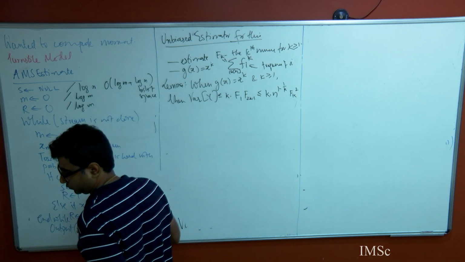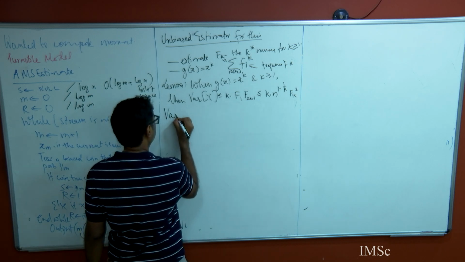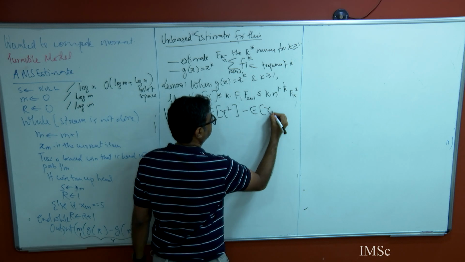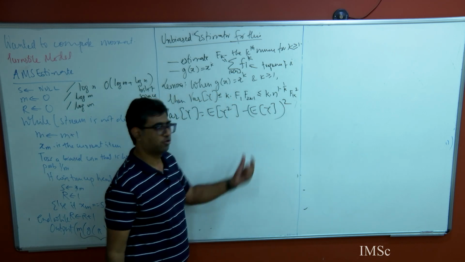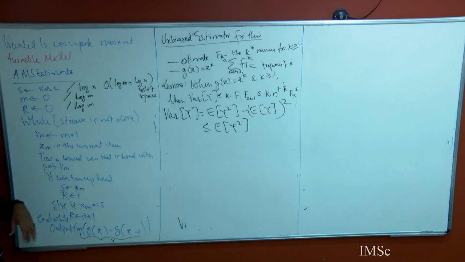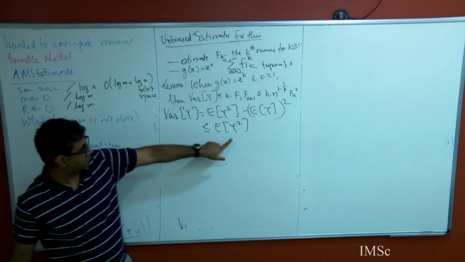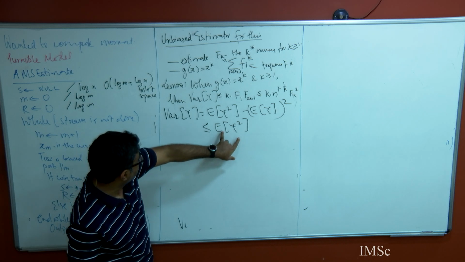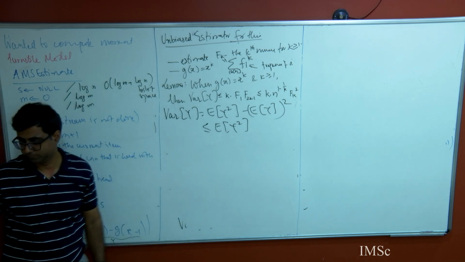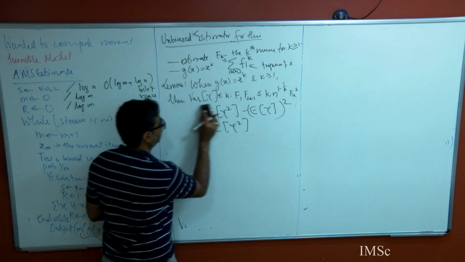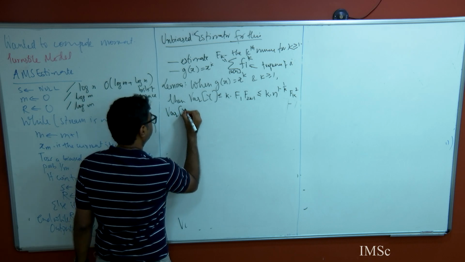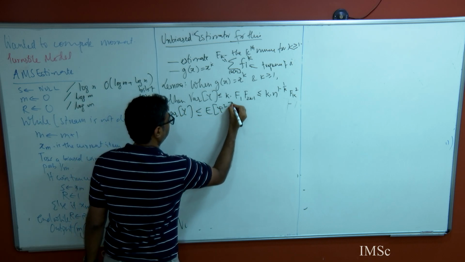So what is the variance of y? If you recall correctly, it is the expectation of y square minus the expectation of y whole square. This is some positive quantity that I ignore, so I'm going to show that the variance of y is less than or equal to the expectation of y square. I'm going to give an upper bound in terms of this, so I'm only interested in the expectation of y square.